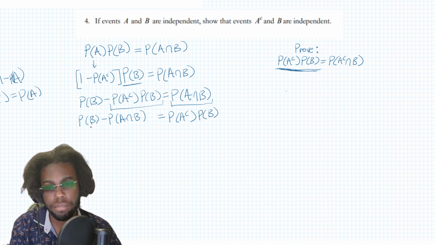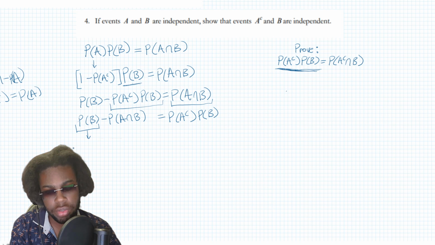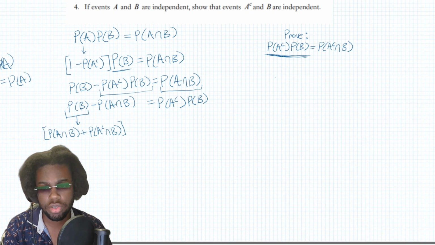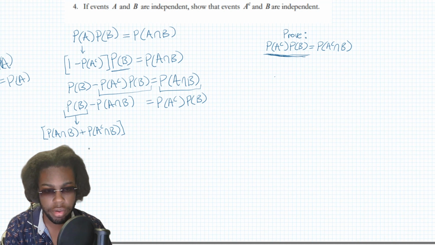Now, we're going to decompose this probability of B here. I'll show you what we're going to decompose it into first, and then we can look at it intuitively. So this decomposes into the probability of A intersect B plus the probability of A complement intersect B. And you can kind of see where we're going with it from here on out, right? But let's look at this intuitively by drawing yet another Venn diagram.